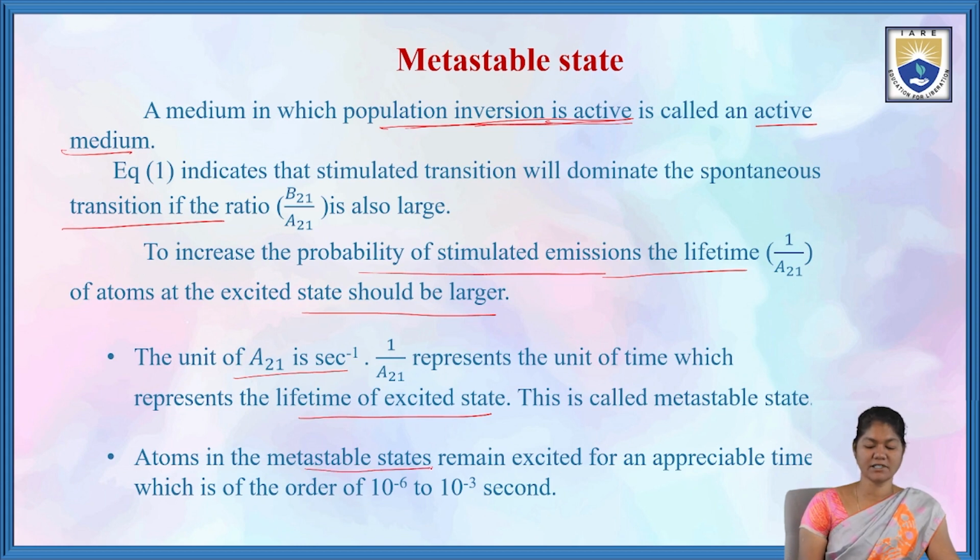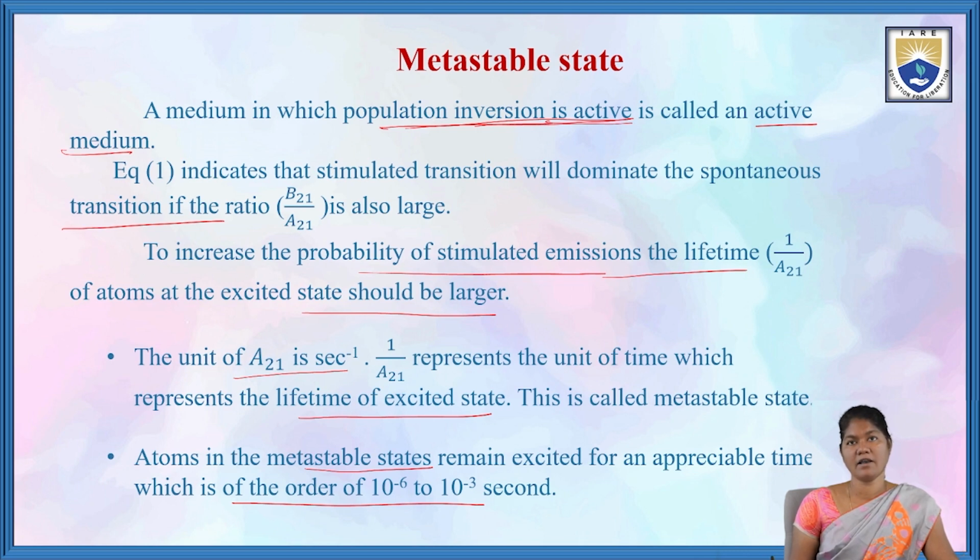Atoms in the metastable state remain in the excited state for an appreciable time, in the order of 10 power minus 6 to 10 power minus 3 seconds. That is, before the lifetime of an atom ends, the atom gets stimulated by an incident photon and transits to the lower energy state by emitting a photon of radiation. So atoms in the metastable state remain in the excited state for an appreciable time, 10 power minus 6 seconds to 10 power minus 3 seconds.